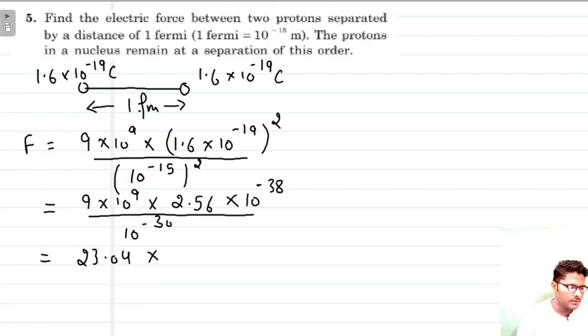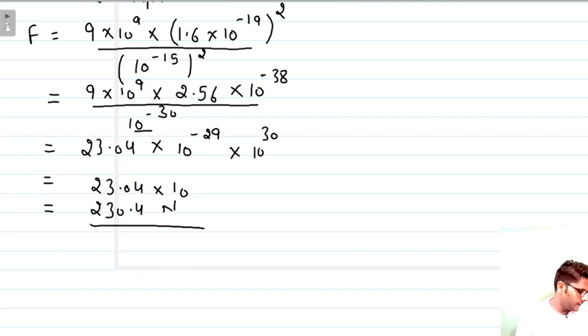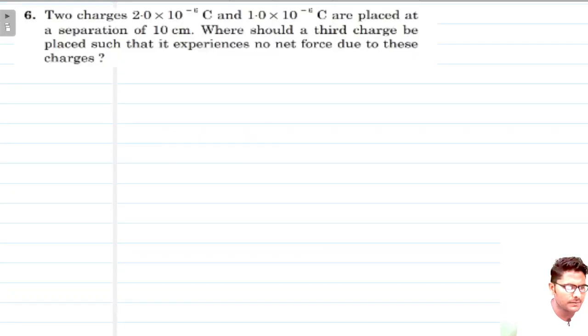23.04 into 10 raised to power minus 29 and 10 raised to power minus 30, when we take this in the numerator, this will become 10 raised to power plus 30. On further solving, we will get 23.04 into 10. So you may say the force acting is 230.4 Newton. So now moving on to the next question.